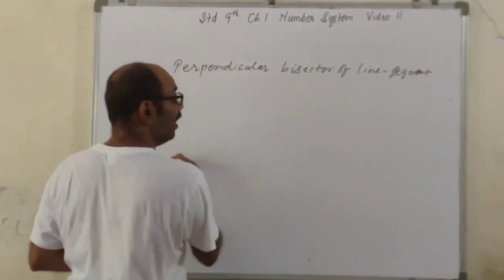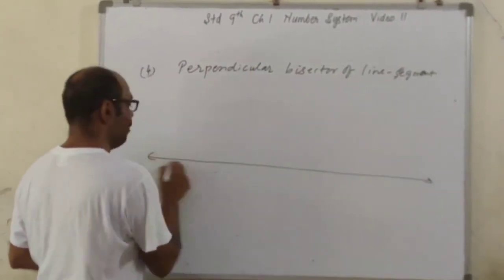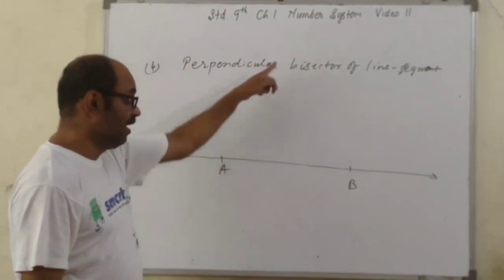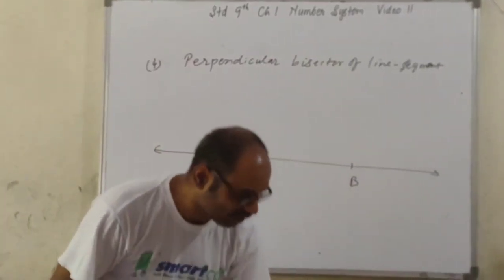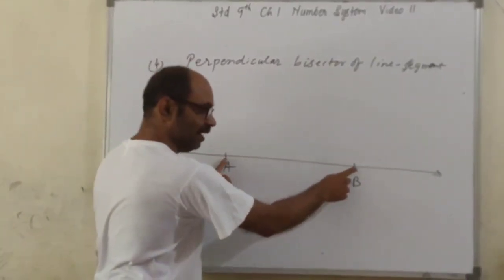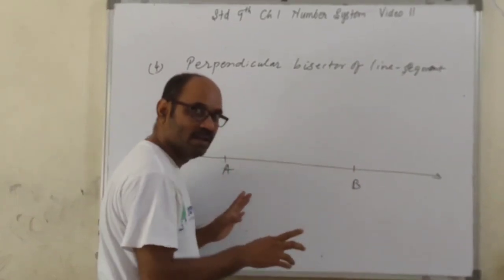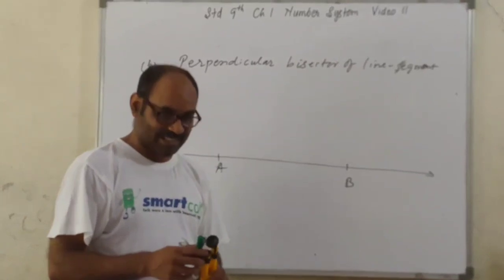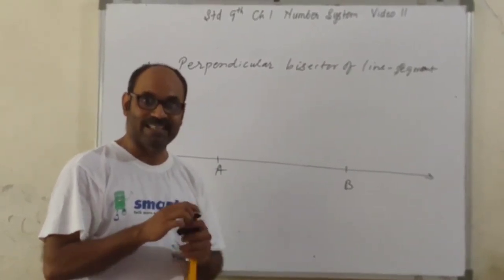Alright, here I took a number line. I am taking 2 points A and B. You want the perpendicular bisector of this line segment. Just imagine the line segment, that is the part between A and B. I want the perpendicular bisector. Have you learned that construction, how to draw a perpendicular bisector?